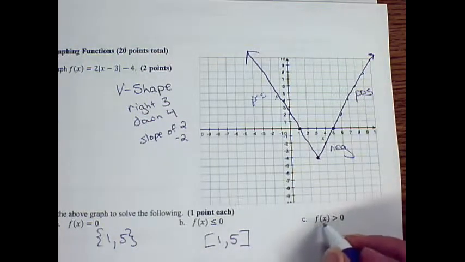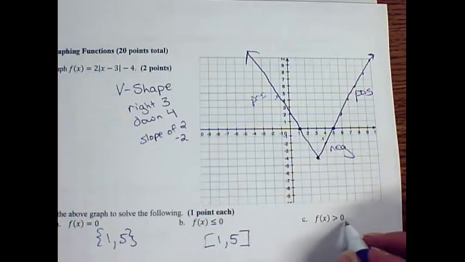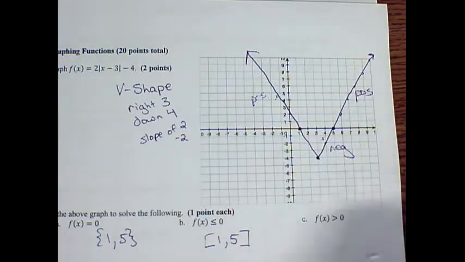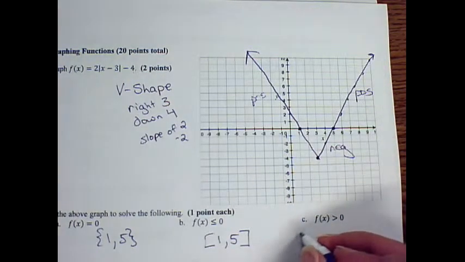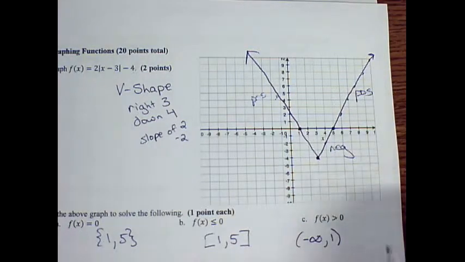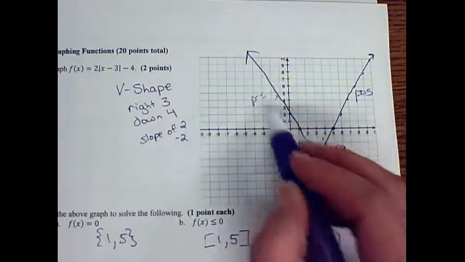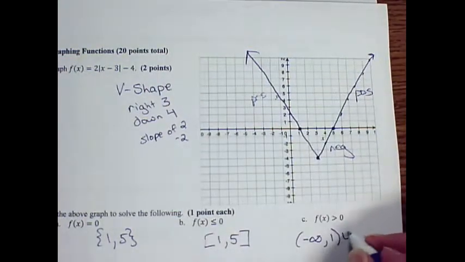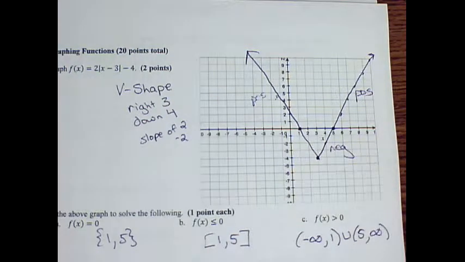Now, what values of x make f of x greater than 0? In other words, which make these positive pieces? Well, it doesn't say "or equal to," so we start at negative infinity and go up to the 1, but this time we're not going to include it. We're only wanting this little ray right here. Then the other ray would be from 5 to positive infinity.